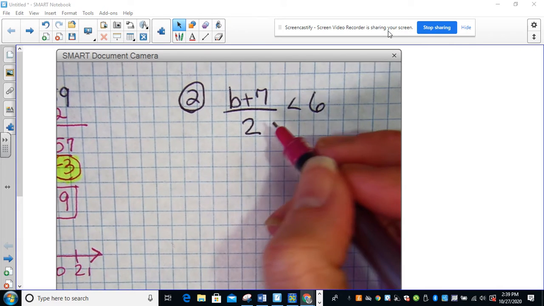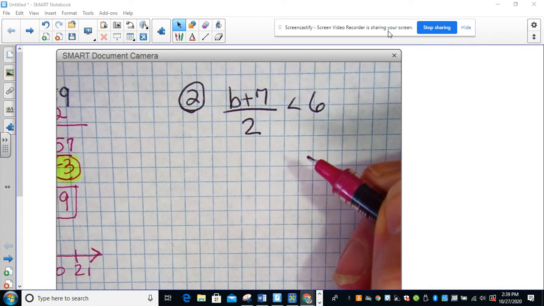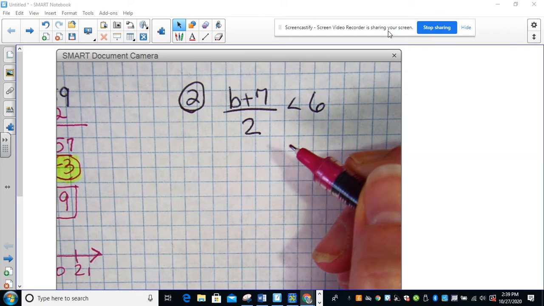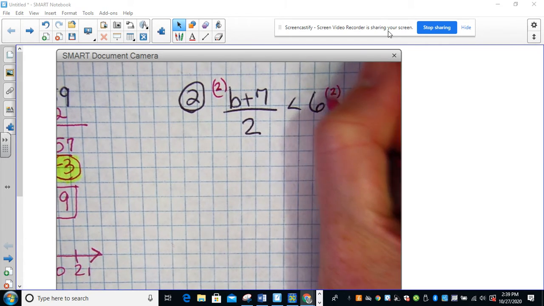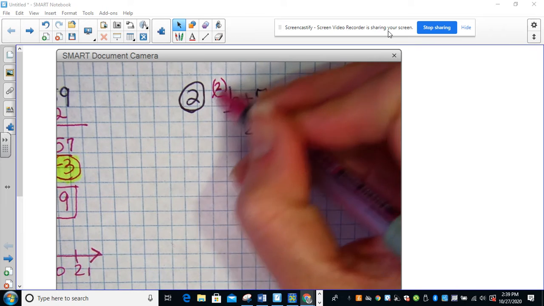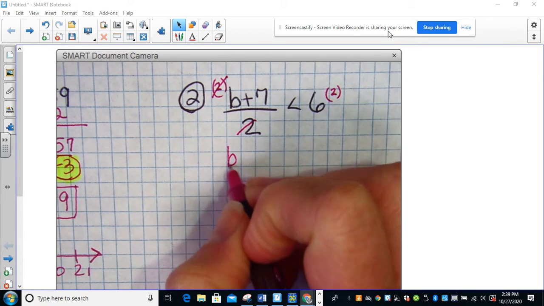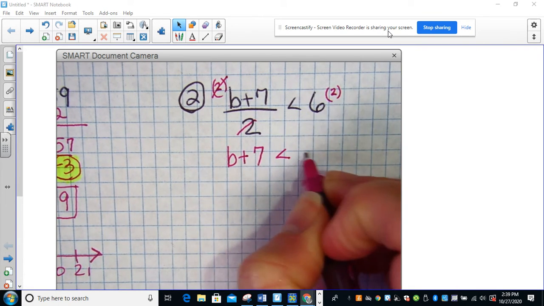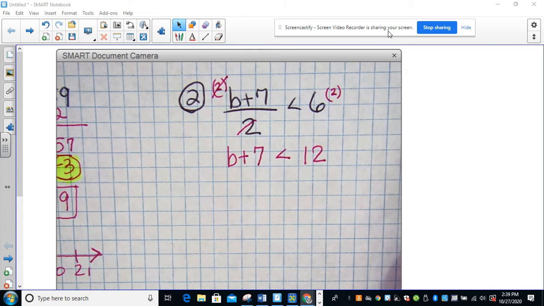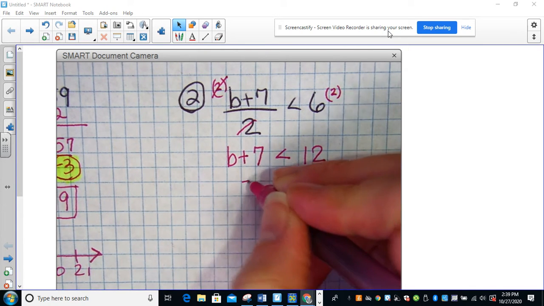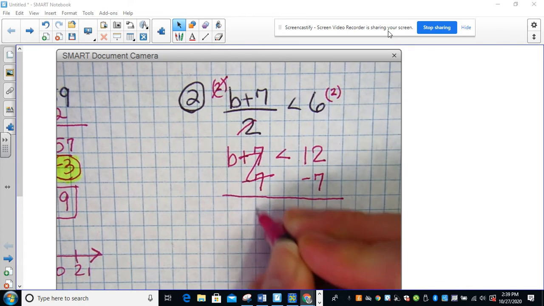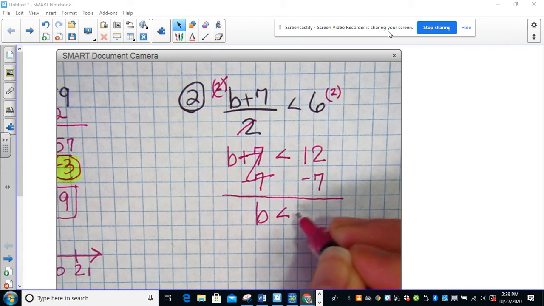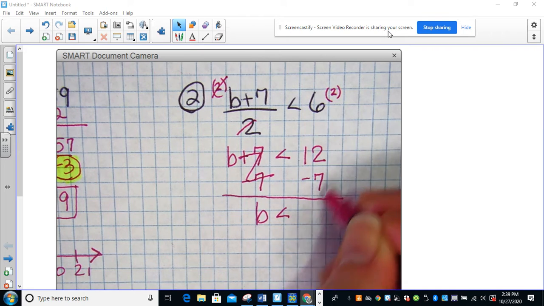Number 2, this bothers people sometimes because there's a fraction. Let's just get rid of that fraction to begin with. So we're going to multiply both sides by 2. That gets rid of that denominator. So now you have b plus 7 is less than 6 times 2 is 12. Now you just solve it, subtract 7 from both sides. That's gone. B is less than, no equal to, less than 5.